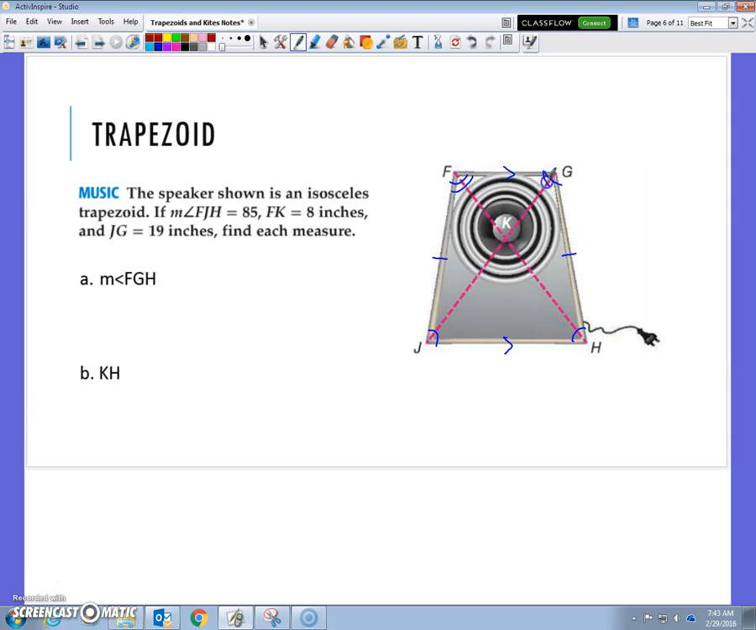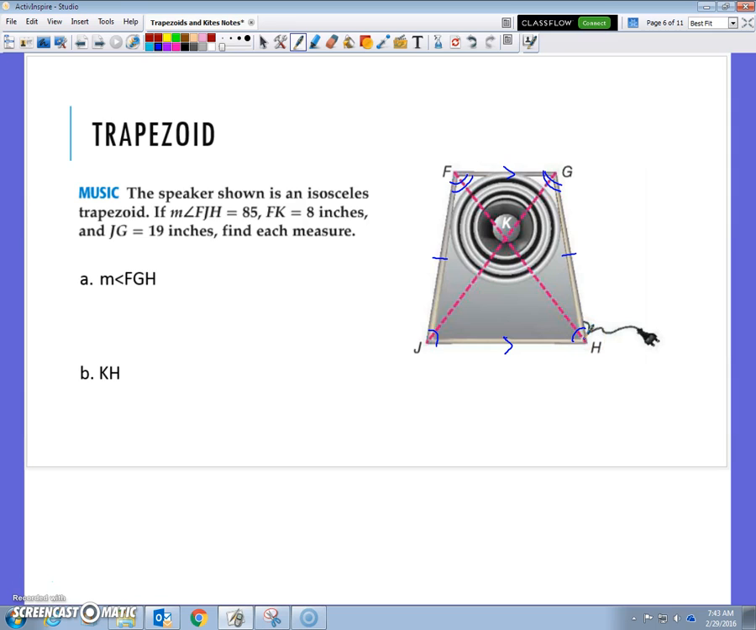The whole angle F is congruent to the whole angle G, and it also tells me that these diagonals are congruent. Since they're intersecting one another, it's going to be hard to draw that on there, but the diagonals are also congruent. All right, so in the first case, it says just find the measure of angle FGH. So I'm looking at FGH.